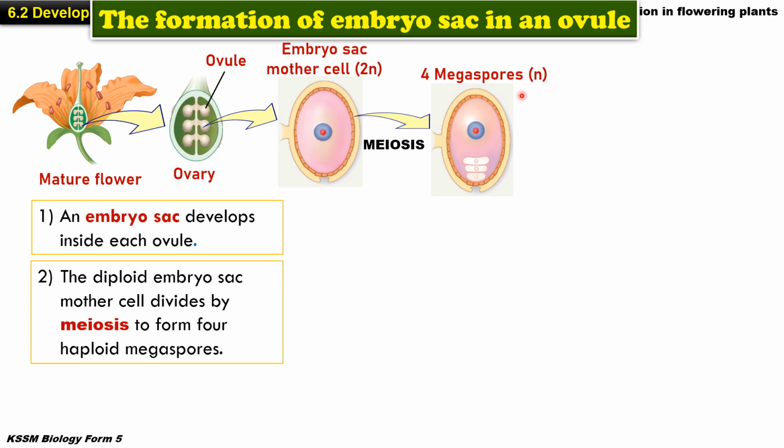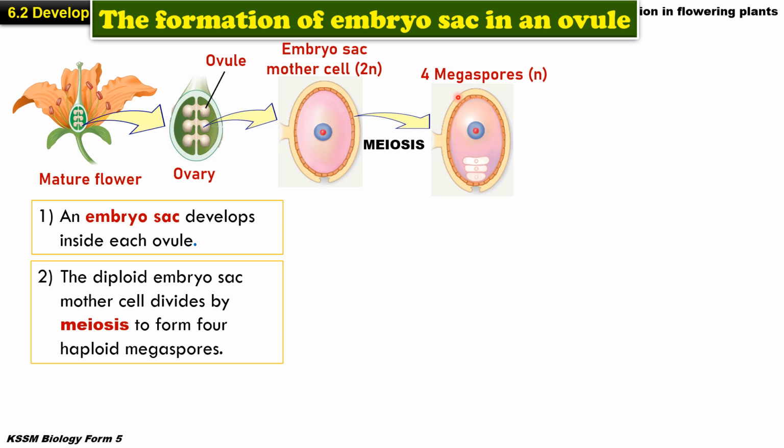Okay. This embryo mother cell will undergo meiosis to become 4 megaspore. So, nampak? Dia jadi meiosis, tiba-tiba jadi 1, 2, 3, 4. Okay? So, yang 4 megaspore tu dia akan develop and then dia akan susun dekat sini.